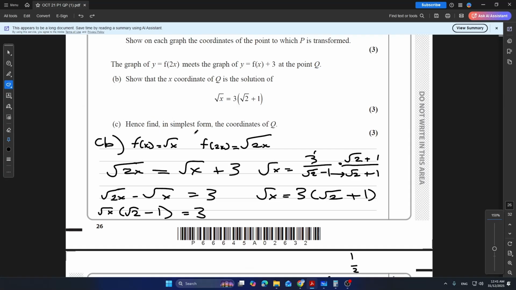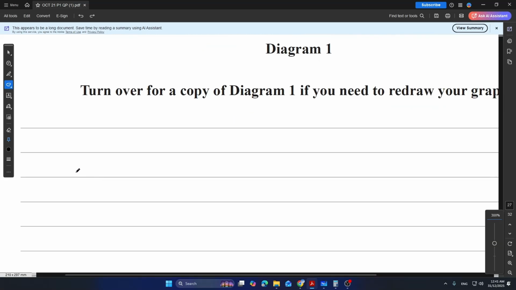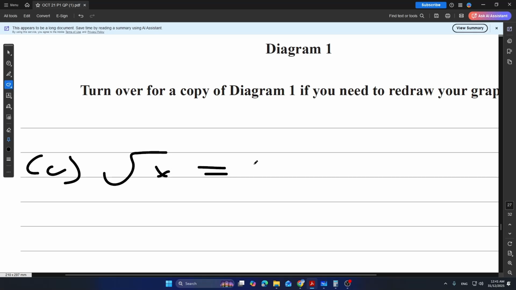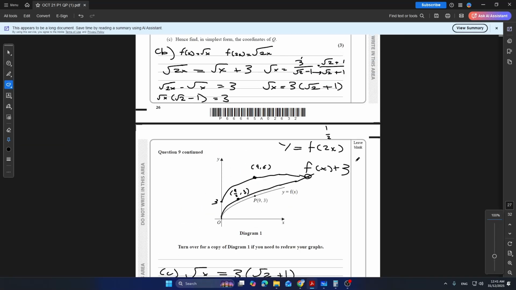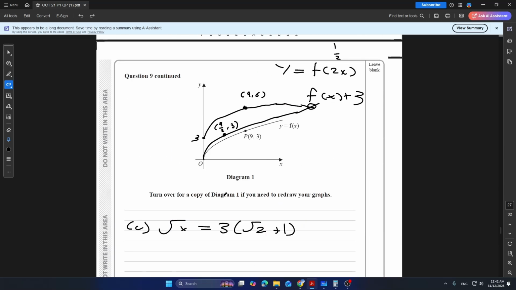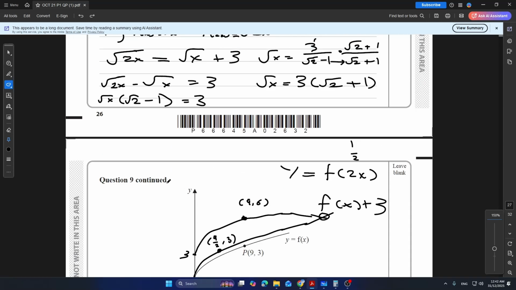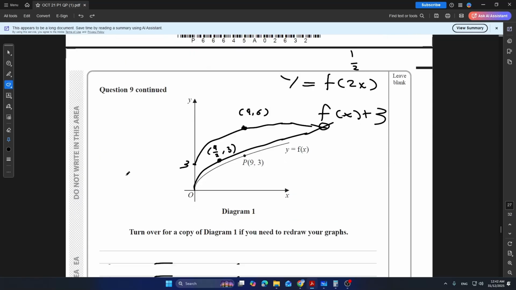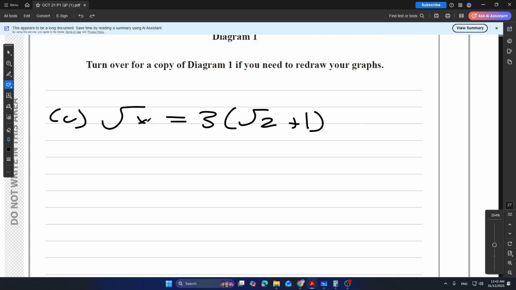Now it says C. Let's go down to C. And we know root x equals 3 root 2 plus 1. Now it says find the coordinates of Q. This was to show that root x equals this. Now actually find the coordinates of Q. To find the coordinates of Q, just find x, just remove the root.